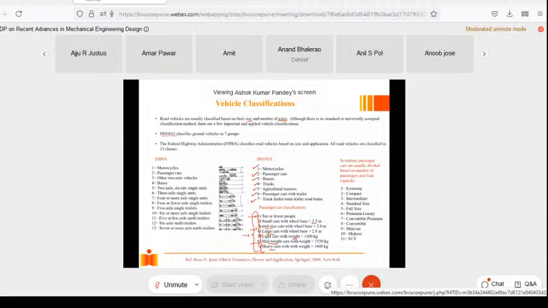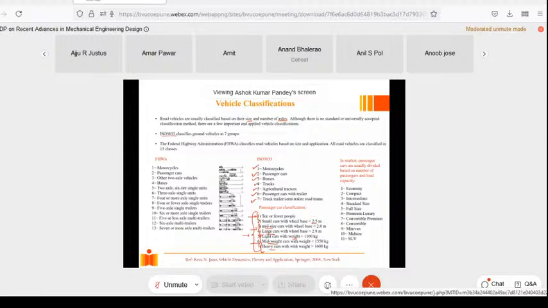And now with the advent of EVs and all that, there are many more standards which are coming. I think those who are interested should try to follow it up on the ARAI website. They have come up with many standards, and we should try to follow that.